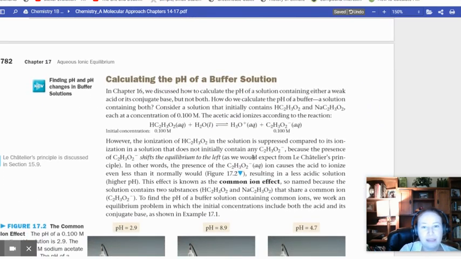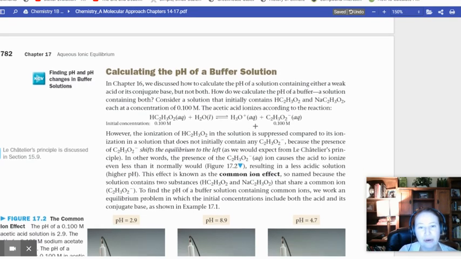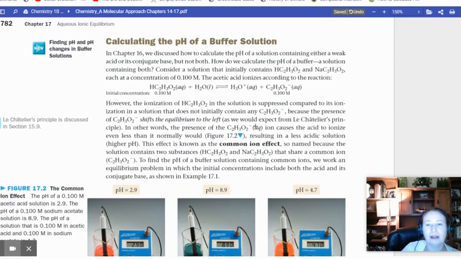And calculating the pH, we are going to just very briefly talk about this. We're going to calculate these in class tomorrow. So a common ion effect is exactly what it sounds like. The common ion is something that both the reactant and the product have in common. And it's an ion, so it has a charge. And the effect is what's going to happen.